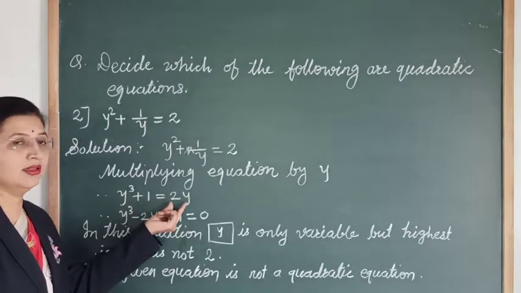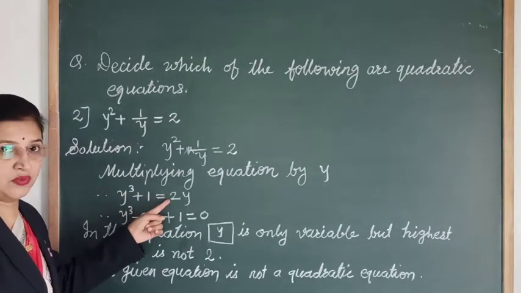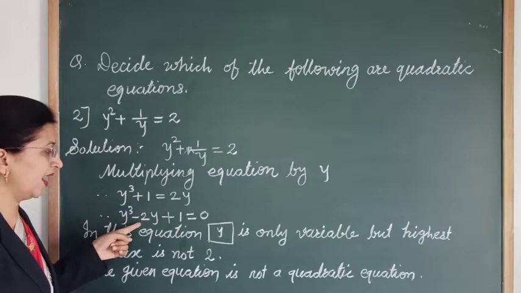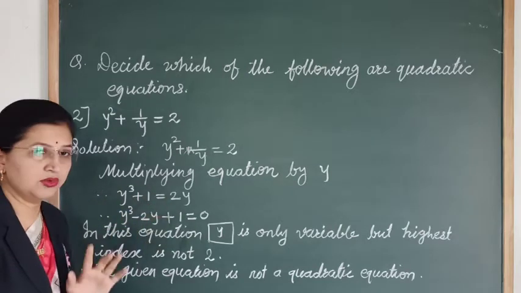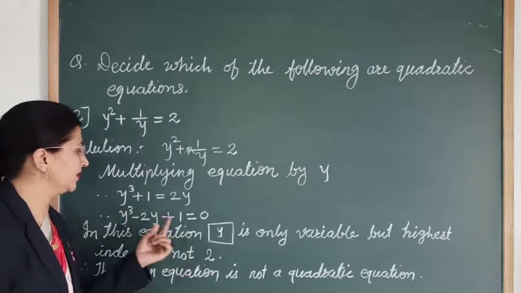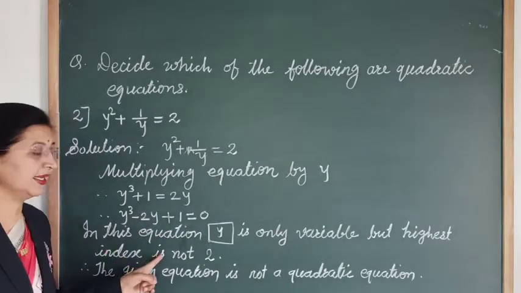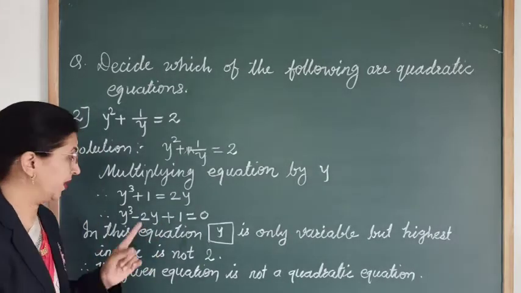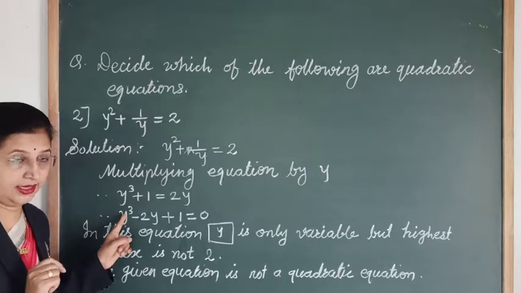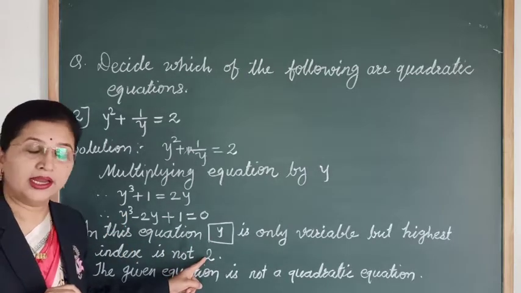Now let's take all the terms to the left hand side. So y cube, this 2y is plus, it will become minus. Minus 2y plus 1 is equal to 0. Now dear students, here in this equation, y is the only one variable. But the highest index is not 2. Highest index is 3. It is not a 2. So when it is 2, then only it is a quadratic equation.